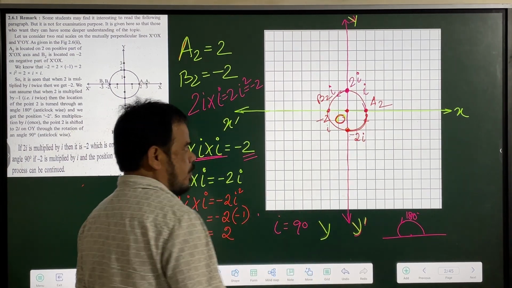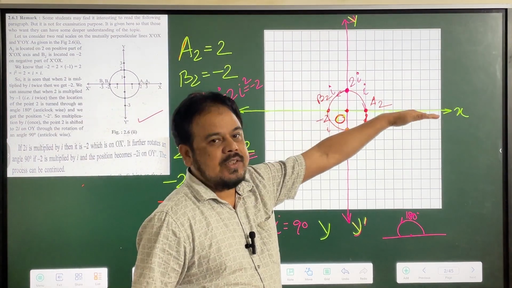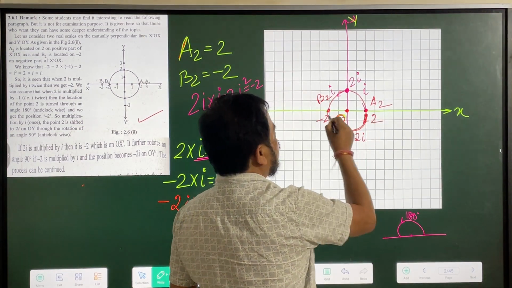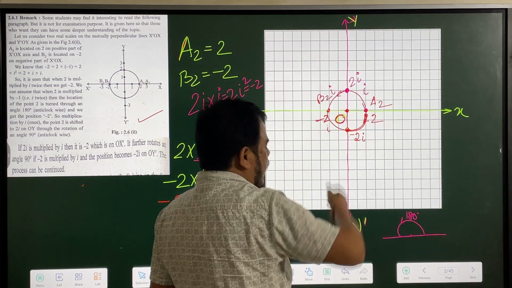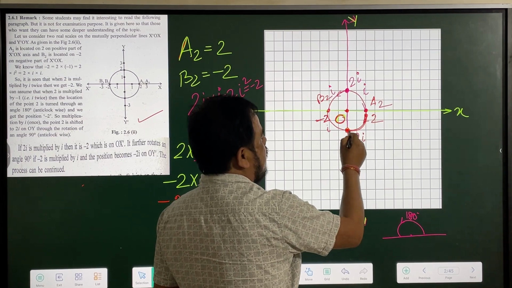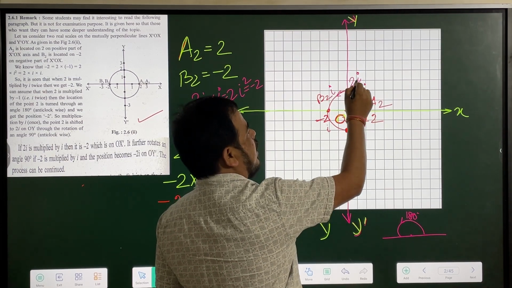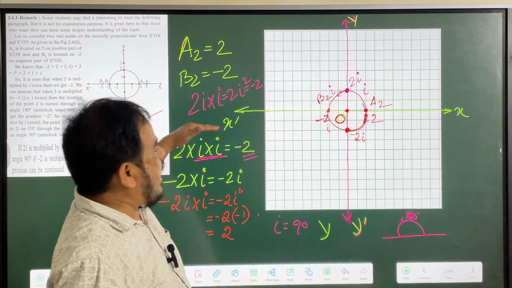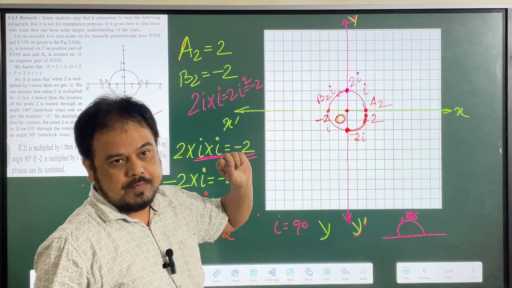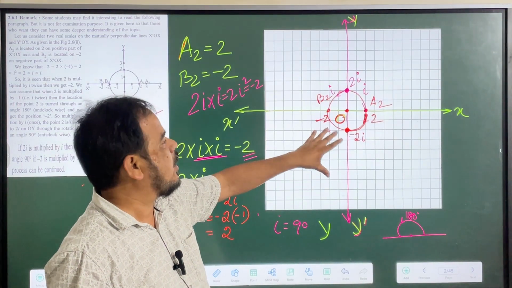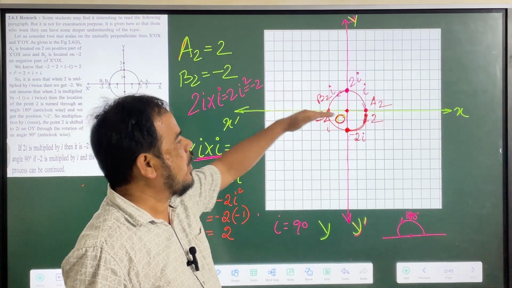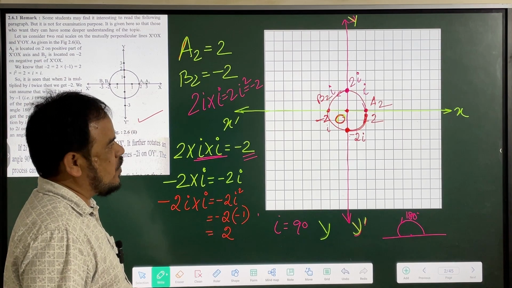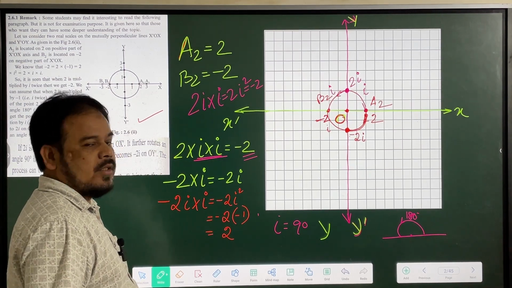So what have we seen now? On the x-axis, we are not getting i. This is 2, this is 2, this is -2. But on the y-axis, this point there is i, this point also there is i. It shows that the y-axis is the imaginary axis and the x-axis is the real axis. We have seen that there is no i on the x-axis. That is what we have shown here: why the x-axis is called the real axis, why the y-axis is called the imaginary axis.